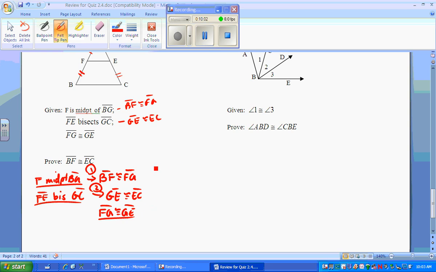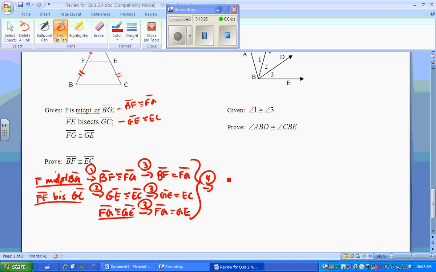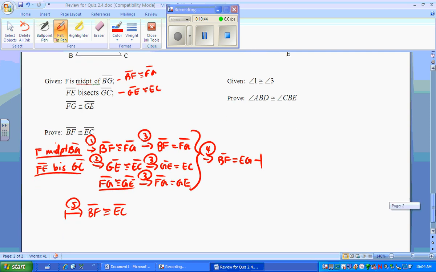Well, we can't substitute them in yet until they equal each other. So we're up to reason 3. We can say BF equals FG. Same thing goes here, same reason. We can say GE equals EC. And same reason, we can say FG equals GE. Now that they're all equal, they could bracket together, substitute in, and pick the ones we want. BF equals EC. Ran out of room, so I'll come down here. Reason 5, I can now say BF is congruent to EC, and I'm done with my proof.